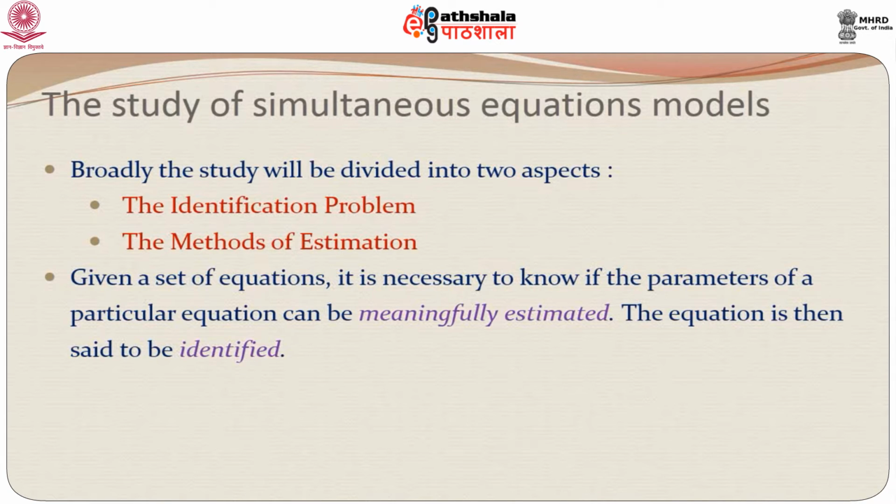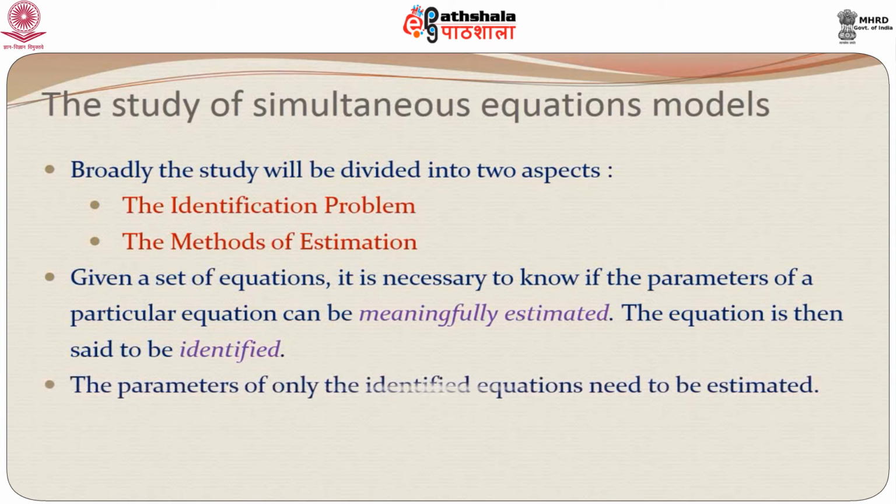Once we can do that, and when we have a set of G equations, we only can estimate the parameters of the identified equations, because these are the parameters which can be meaningfully estimated. So, identification comes before you actually go for estimation. You can estimate the parameters, but if you do not have identification, the interpretations would go absolutely wrong.